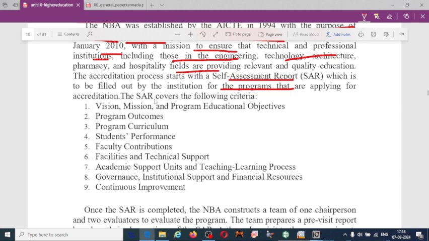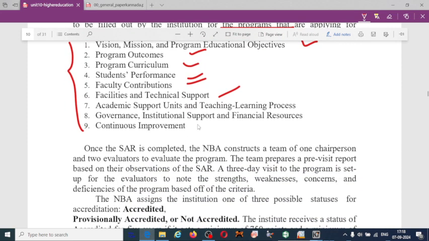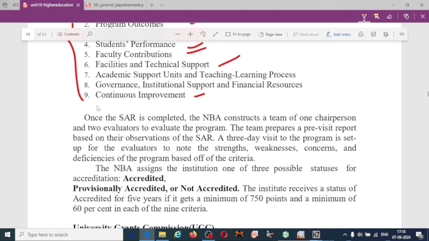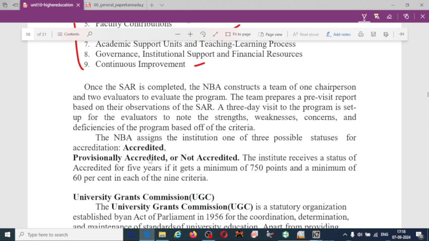So SAR, that is self-assessment report, includes these points: vision, mission, program educational objectives, program outcomes, curriculum, students' performance, faculty contribution, facilities, technical support, academic support, governance, institutional support, financial resources, continuous improvement. NBA assigns the institution one of three possible states for accreditation: accredited, provisionally accredited, and not accredited.